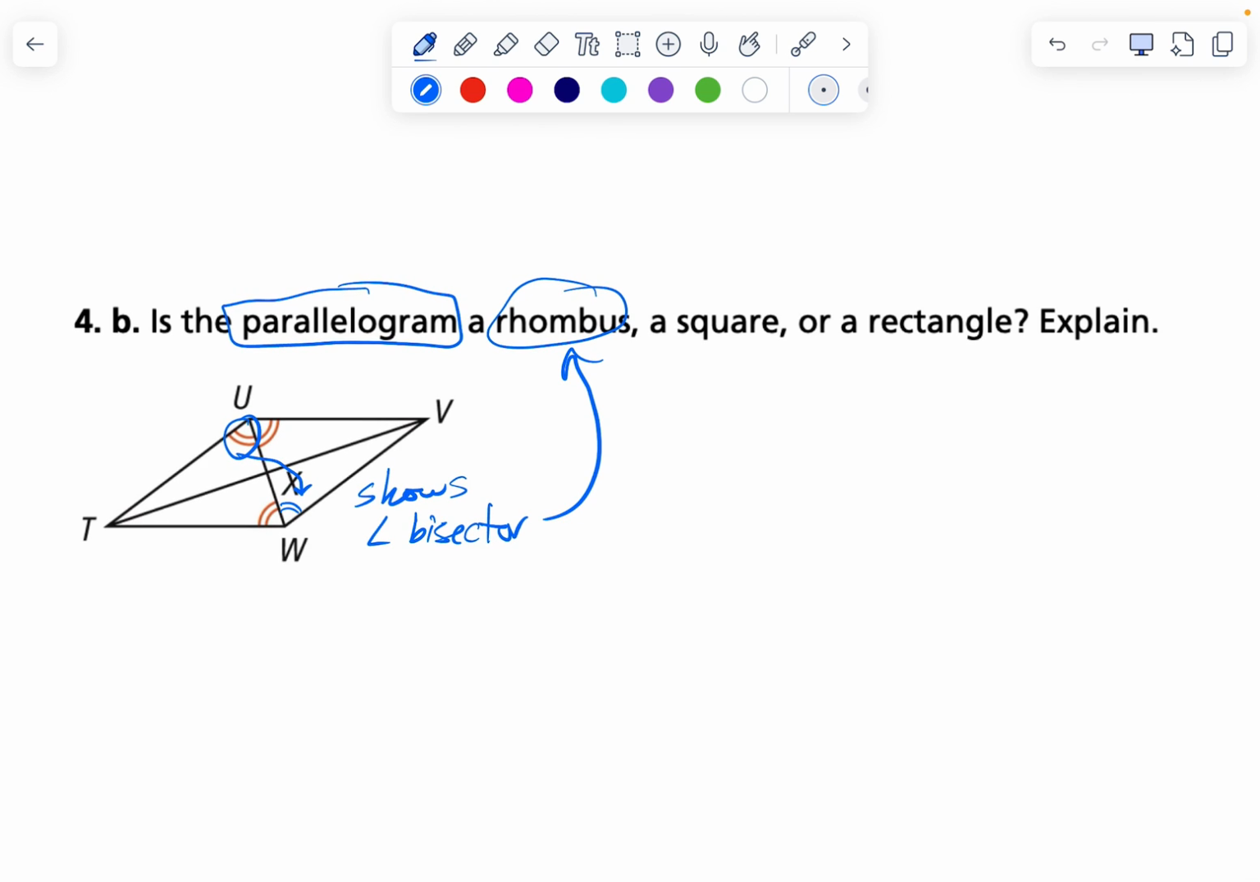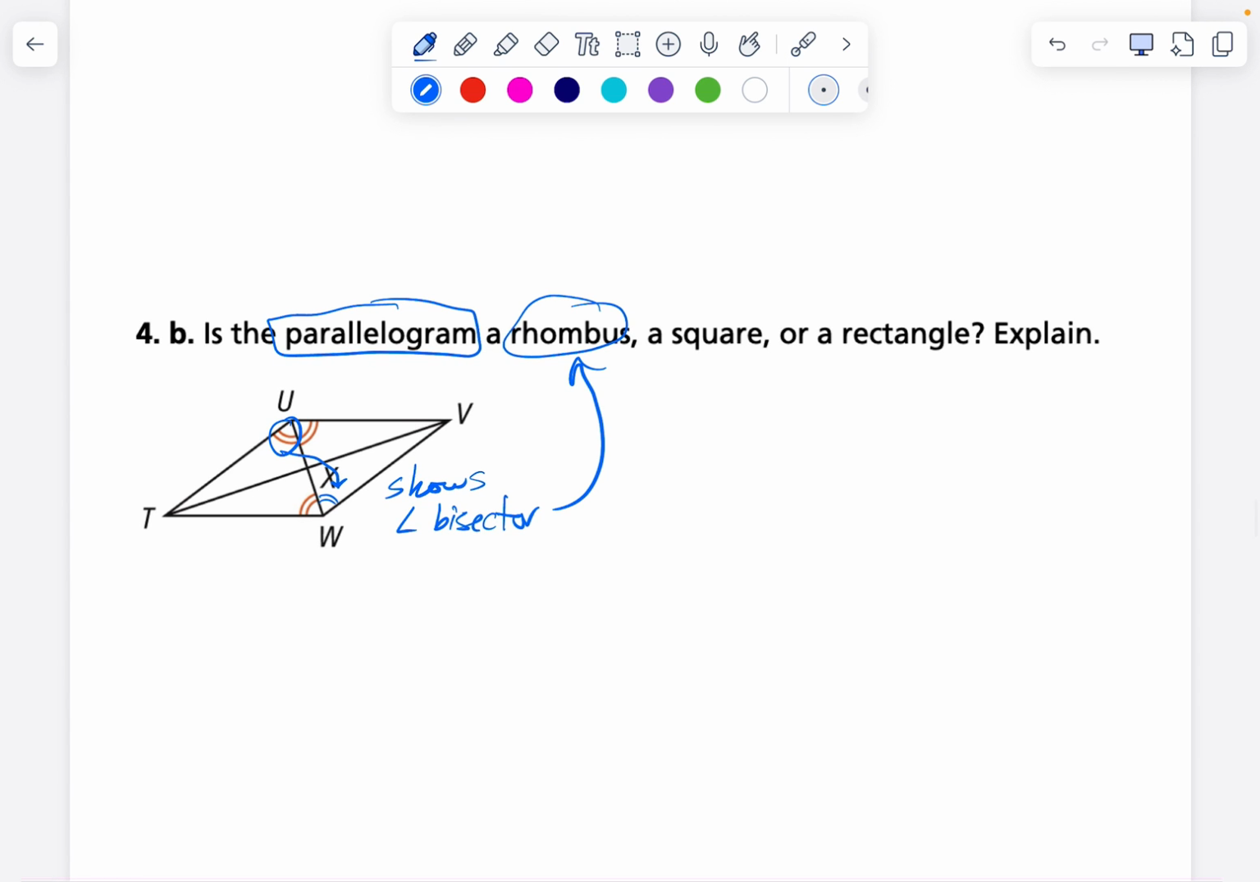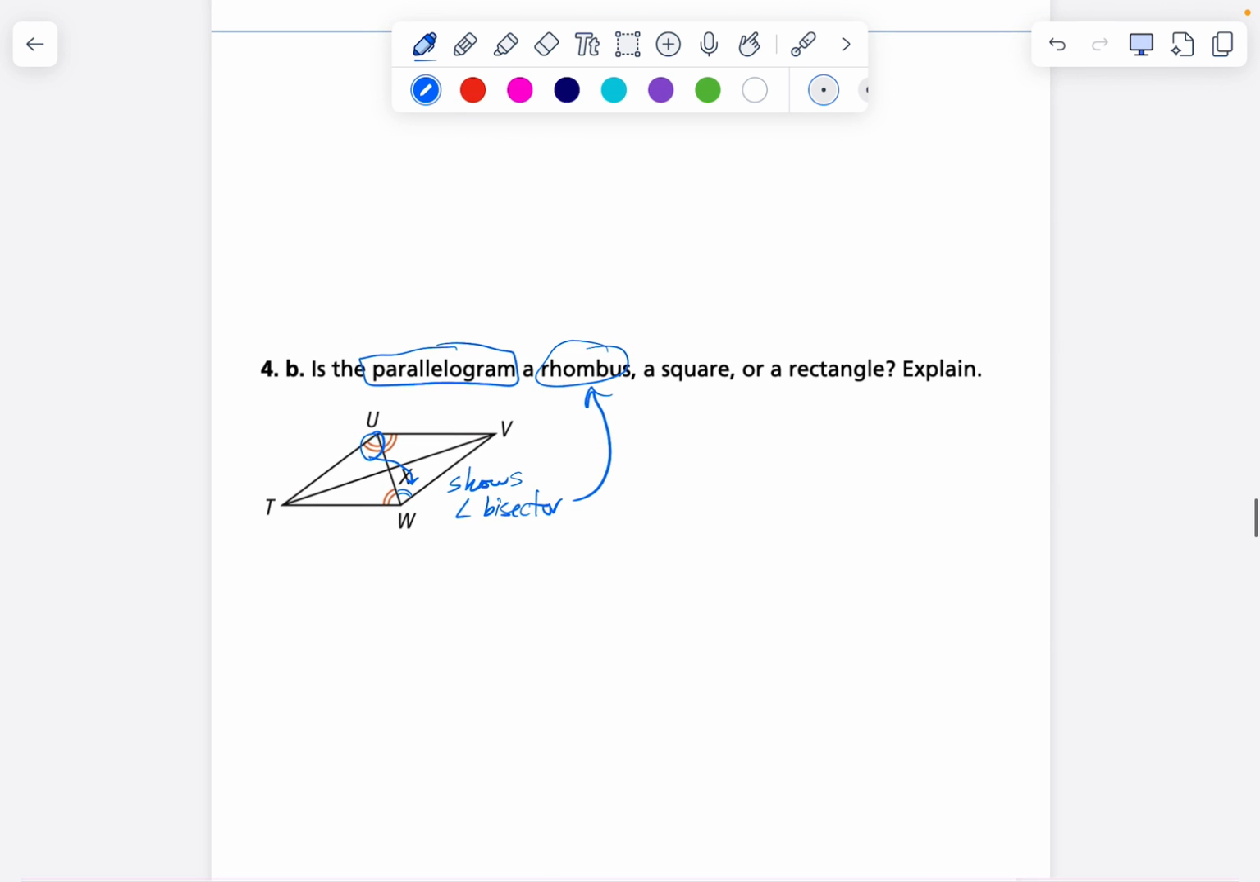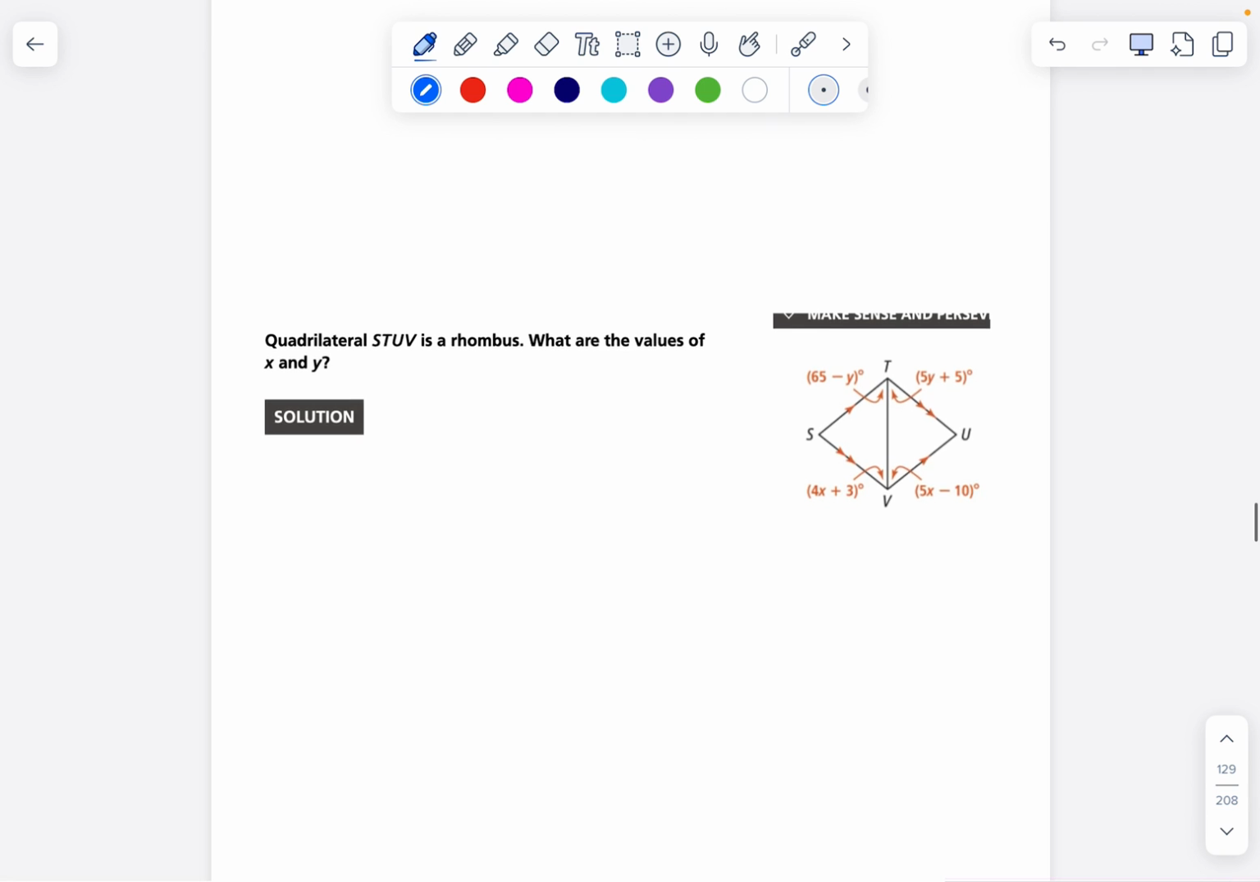Is there ever a time that it will look like a rhombus but it's actually a square? Or it'll look like a square but it's actually a rhombus? It could, on these kind, it could get close to that. If it's what we call a coordinate proof, where you're plotting points on graph paper, then no. I mean, unless it's so close that you can't really tell. You know what I mean?